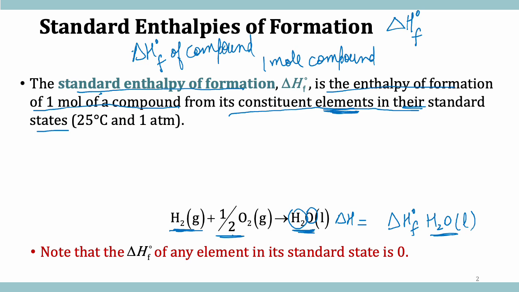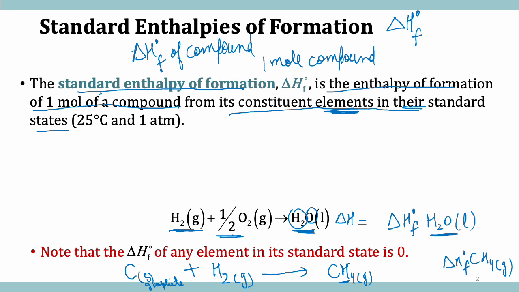For example, if I'm interested in finding the delta H naught F of CH4 gas, I need to find the reaction where CH4 gas is my product from its elements in elemental form. Carbon should be in its elemental form. How is carbon found in nature? As a solid, graphite specifically. That is the natural state of carbon. Plus hydrogen. How is hydrogen found in nature? Naturally, H2 gas.